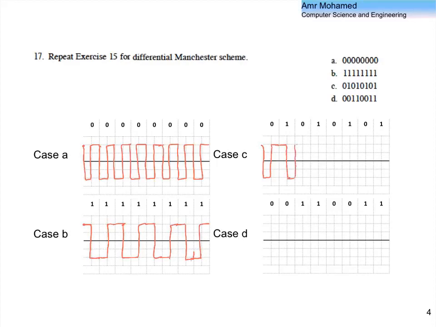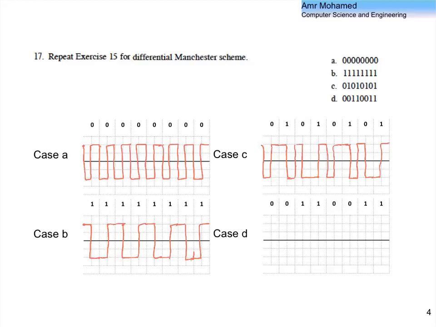0 we toggle, and then we toggle. 1 we keep straight, and then we toggle. 0 we toggle again. We keep straight. And then we toggle, 0 we toggle, and then we toggle again. 1 we keep straight, and then we toggle.